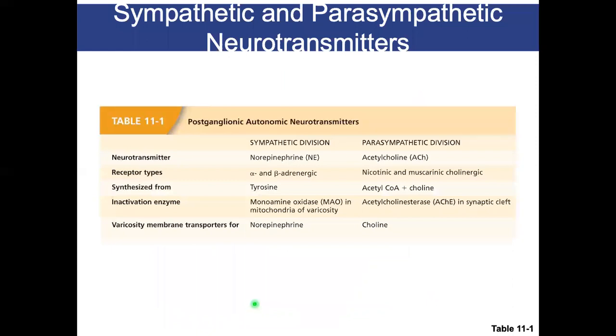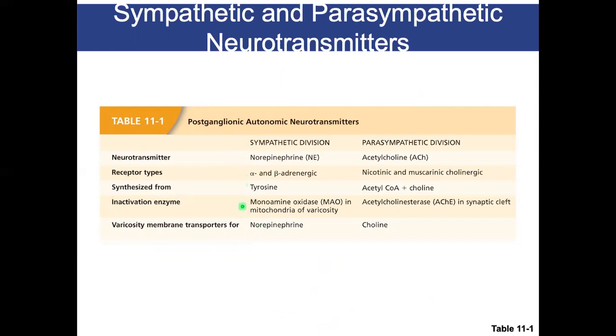Okay, I put this in so you have a comparison. In the sympathetic division, the neurotransmitter is norepinephrine, and the receptor types that it binds to are going to be alpha and beta adrenergic receptors. For right now, for the exam, you just have to know adrenergic receptors. We'll get into specifics when we talk about cardiovascular.